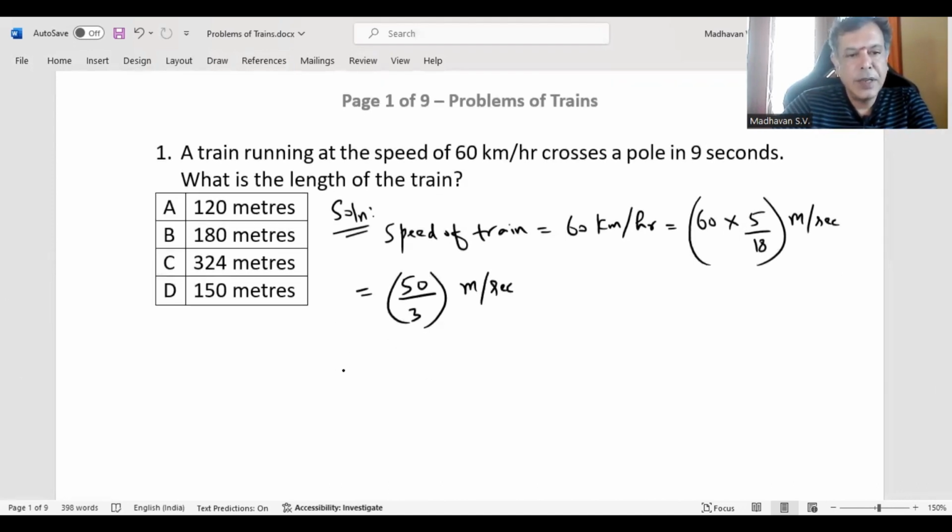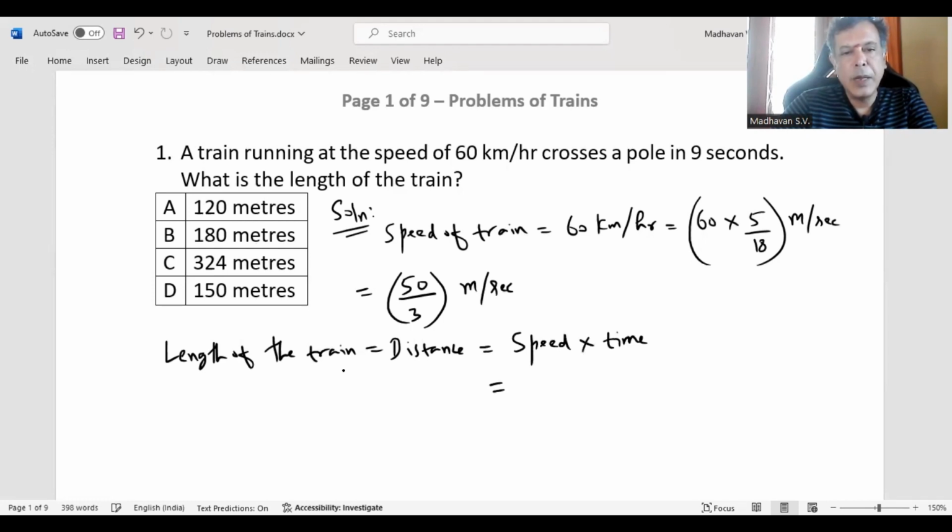Here the length of the train is considered to be the distance. Length of the train is what we have to find. That is nothing but the distance, and the distance is nothing but speed into time. So speed we calculated is 50 by 3. Time is given in the question as 9 seconds. So we get 150 meters as the length of the train. Let us move on to the next question.